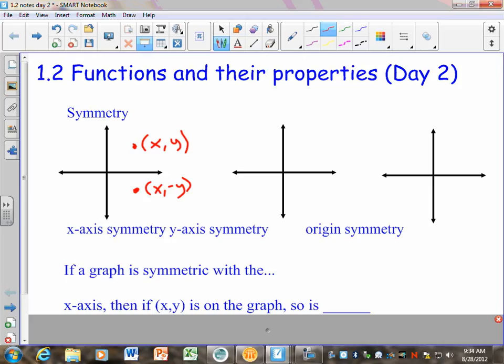You'll see how that kind of comes into play. And you could draw a little graph there if you wanted. I'm just drawing points.